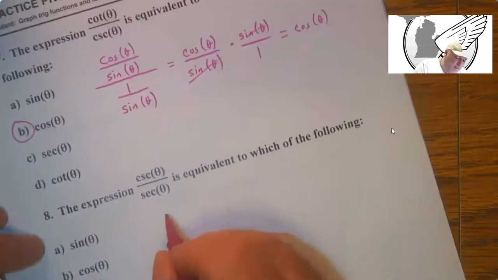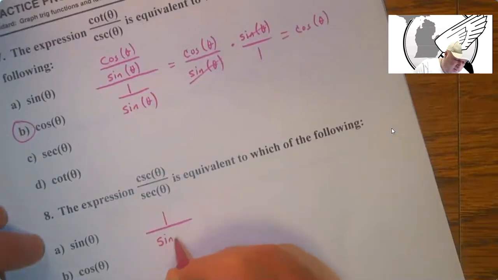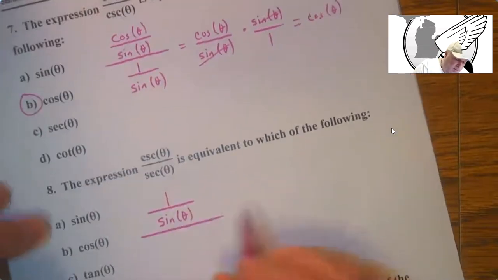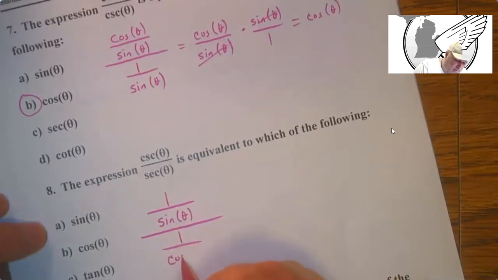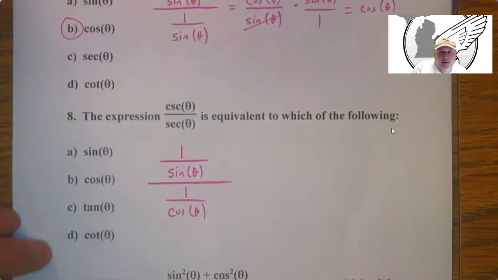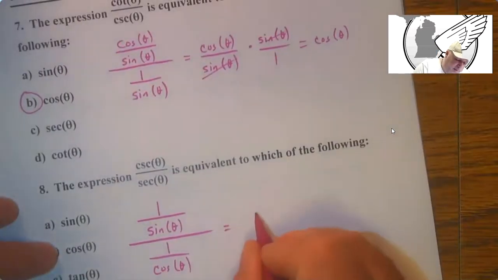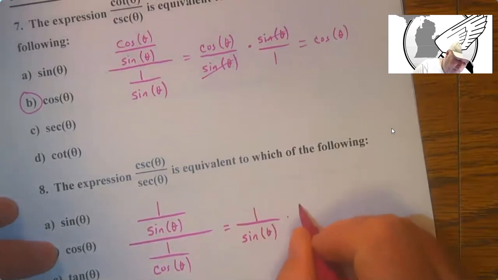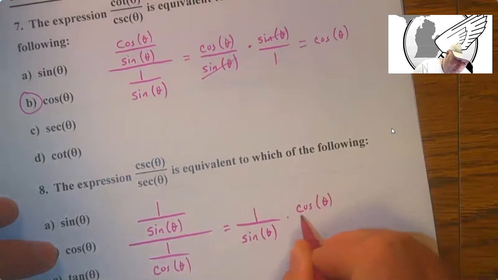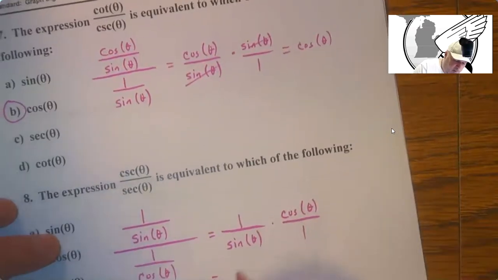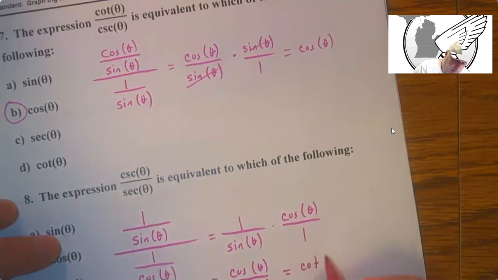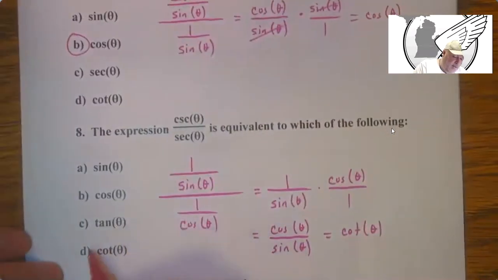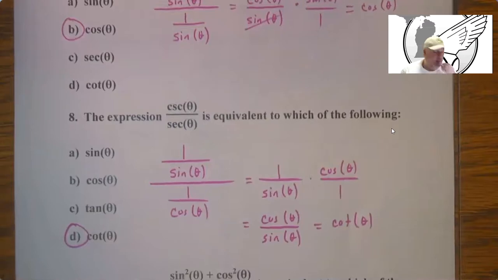Okay, same thing here. Get everything in terms of sine and cosine. So you need to use your page and look up these identities. So the bottom is going to get flipped and multiplied. So we have cosine over sine. And we know that to be equal to cotangent. So you have to kind of keep looking things up as you do this.